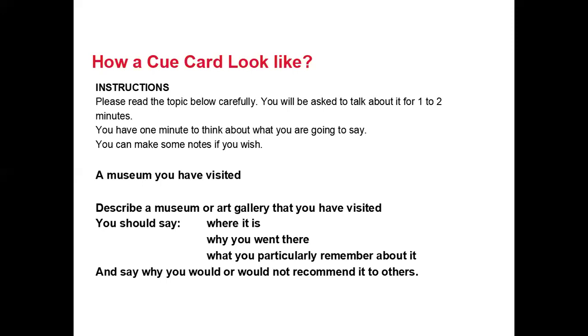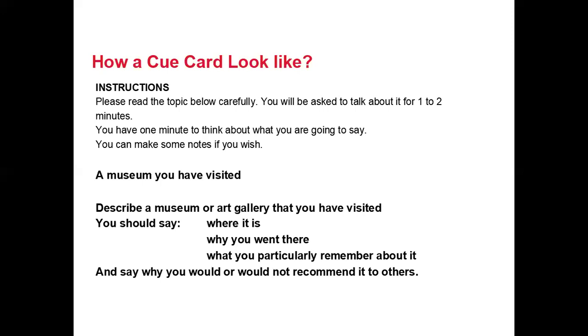And then these are the prompt questions, as mentioned here. You should say where it is. This is the prompt. Why you went there? What you particularly remember about it? And say why you would or would not recommend it to others. So these are the things which you have to talk about in your description of the museum. That is, where it is located.